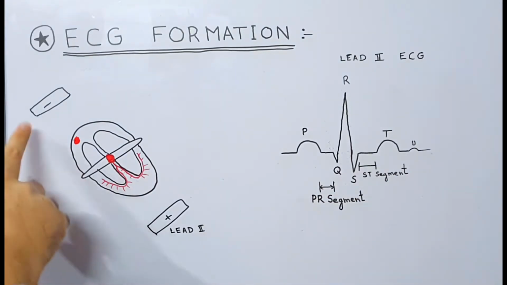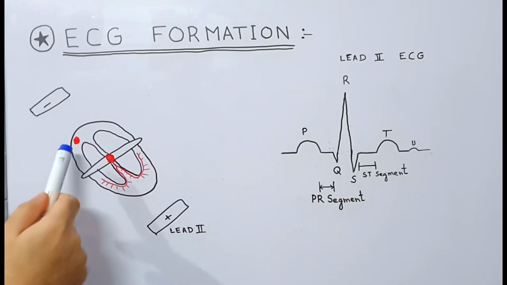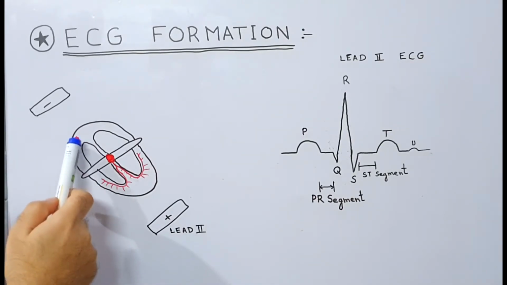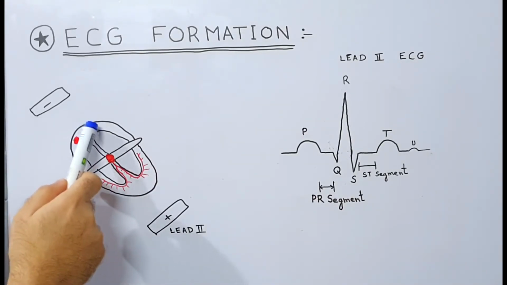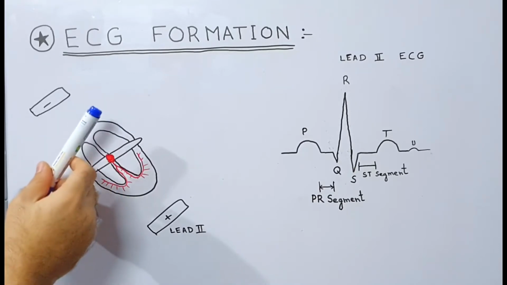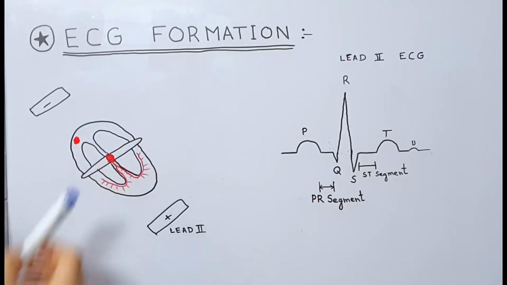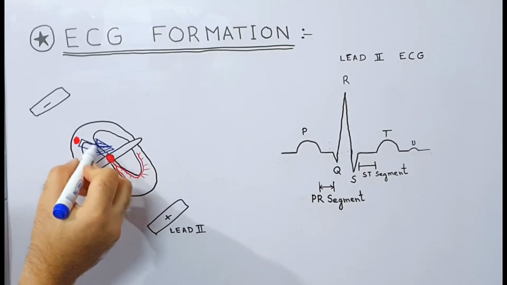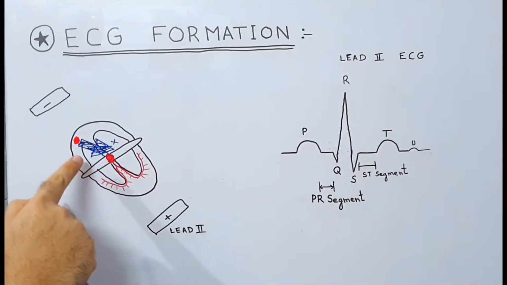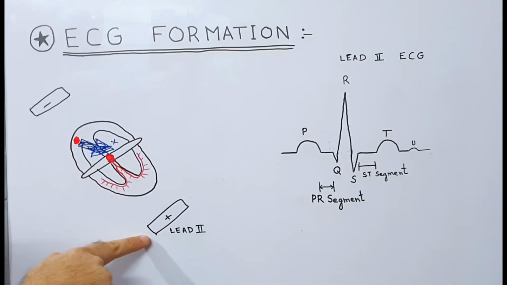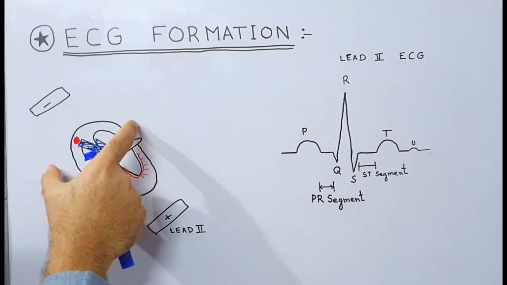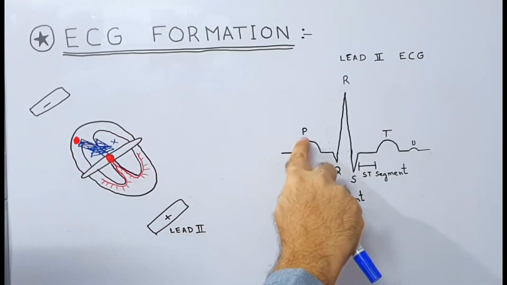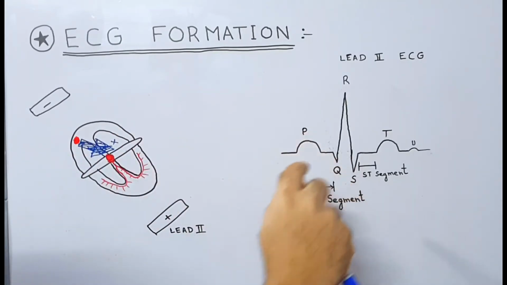These are 2 electrodes of the lead. Electrical activity begins in the SA node. When the SA node fires, the depolarization wave spreads in both the atria, and both the atria are depolarized. The resultant vector is in this direction, and it is a positive charge vector. When a positively charged vector is directed towards the positive electrode, it will give a positive deflection.